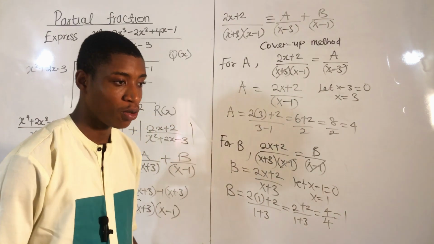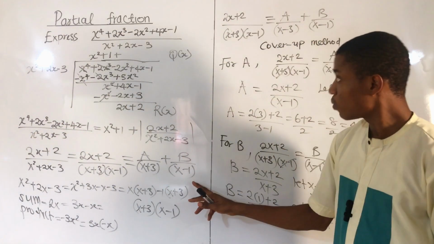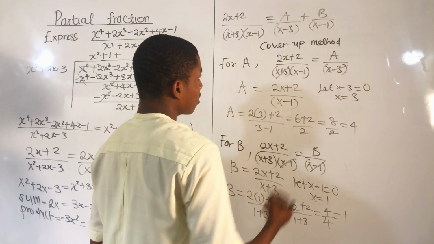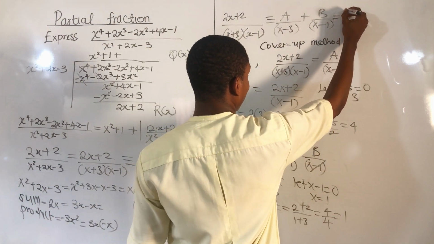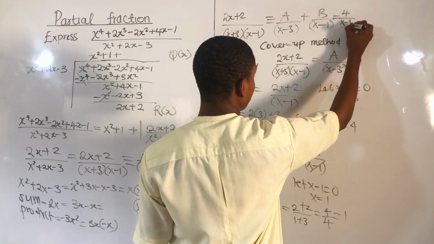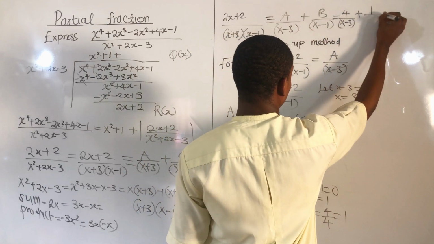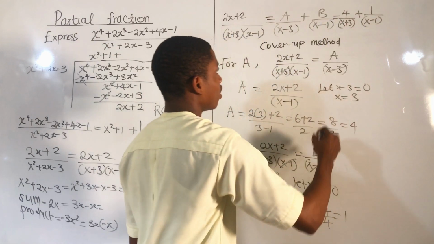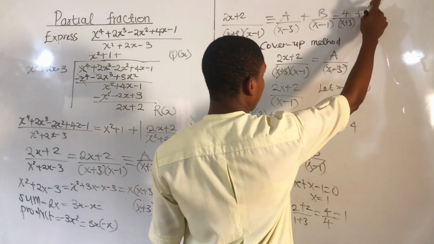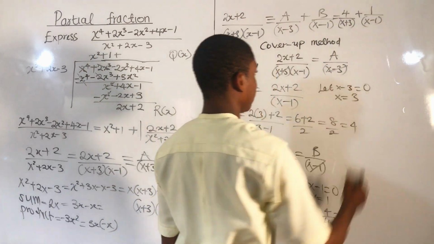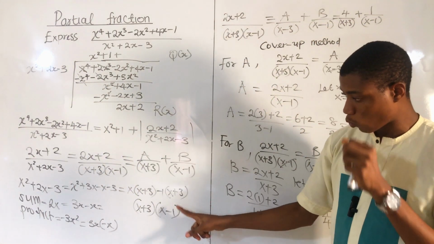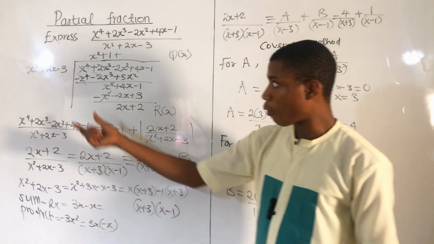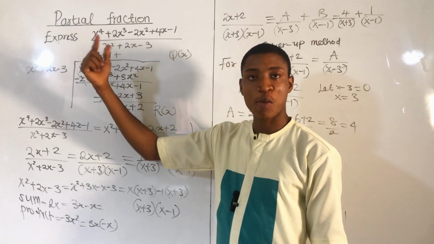Now substitute that value into what we have here. So substituting the value, you can see that we have 4 over x plus 3 plus 1 over x negative 1. Back to what we have here. Let's wipe this sum and product. We're done with it. Let's wipe this off so we can get our expression.